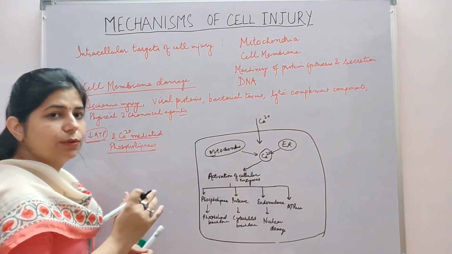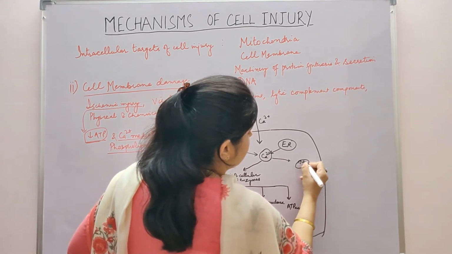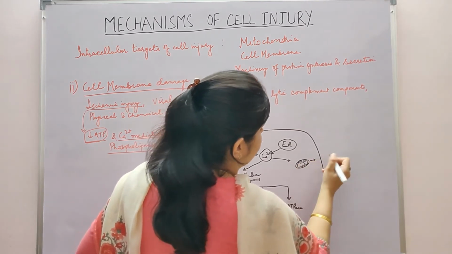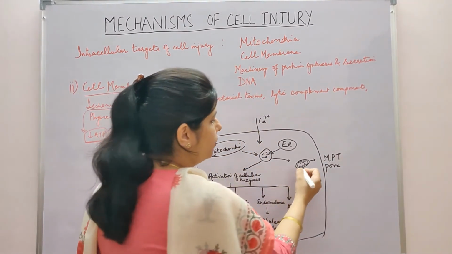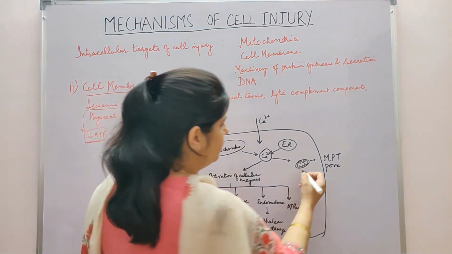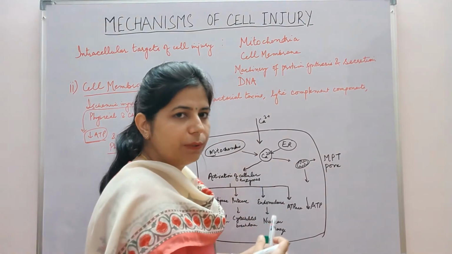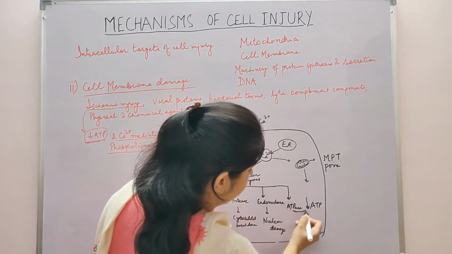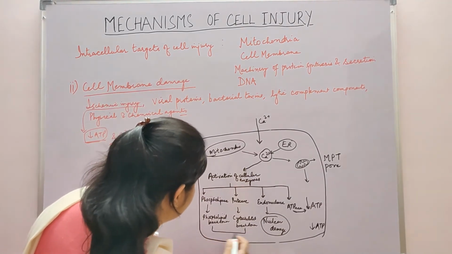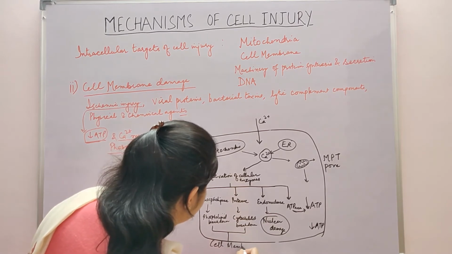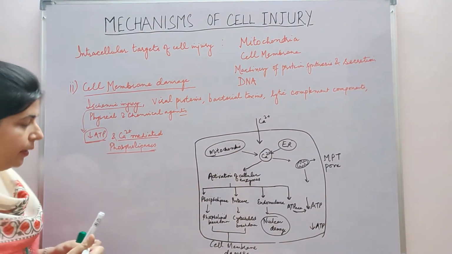Now this increase in cytosolic calcium, it has one more effect. It leads to formation of mitochondrial permeability transition pore in the mitochondria. Leads to mitochondrial damage. Mitochondrial permeability transition pore formation occurs, and when this pore is formed, there will be depletion of ATP, decreased ATP, and also there will be release of pro-apoptotic molecules into the cytoplasm, and this will further lead to depletion of ATP. So there will be decreased ATP, there will be nuclear damage, and both these lead to cell membrane damage. So this is the role of increased cytosolic calcium in cell membrane damage.